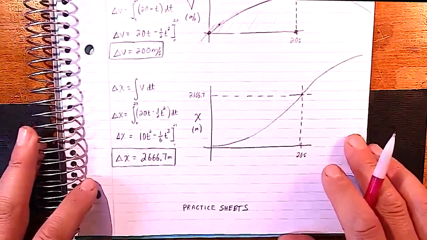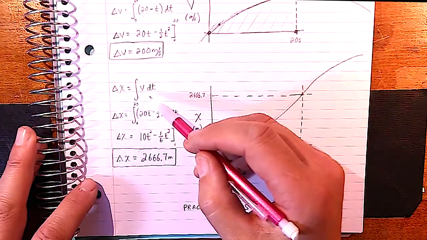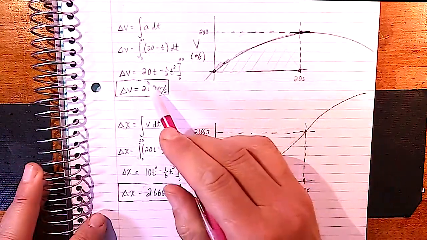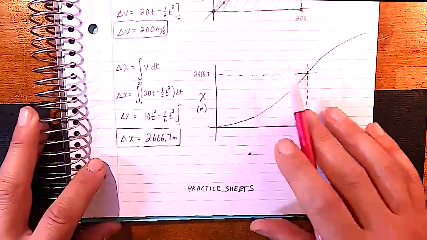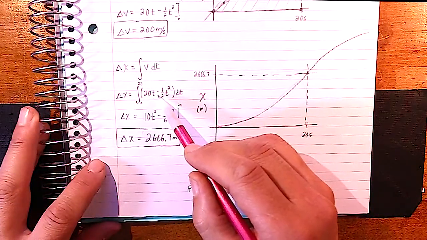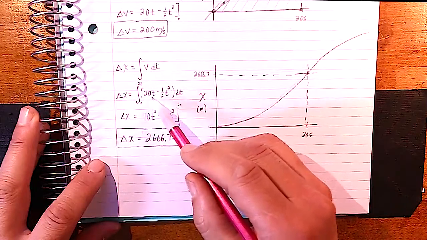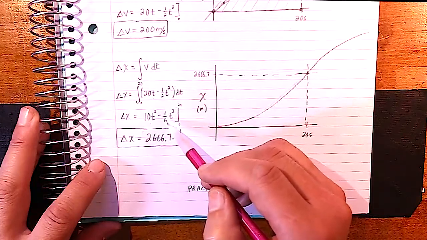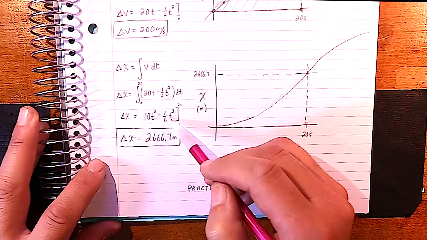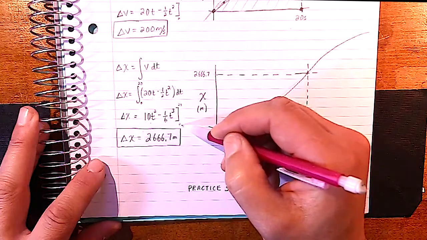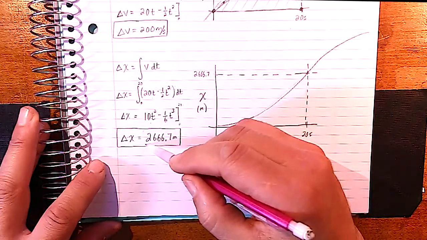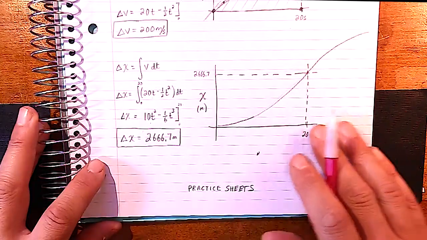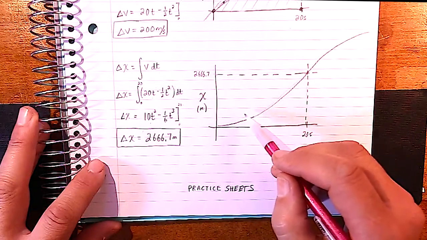Let's look at position. We know that position is the integral of velocity with respect to time. So let's take our velocity equation and integrate. So we have 20t minus 1/2 t squared. Add 1, divide by the new exponent, 10t squared. Add 1, divide by the new exponent, and we have minus 1/6 t cubed. If you throw in the numbers 0 and 20, that will give you a displacement of 2,666.7 meters. So, what does that look like?